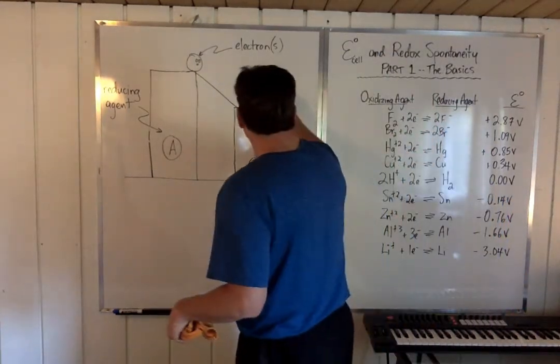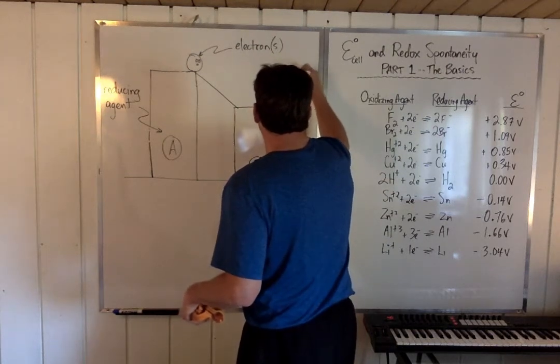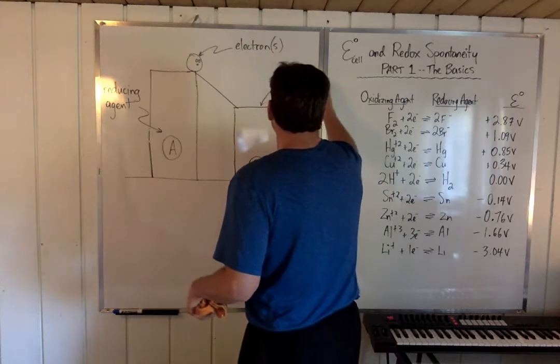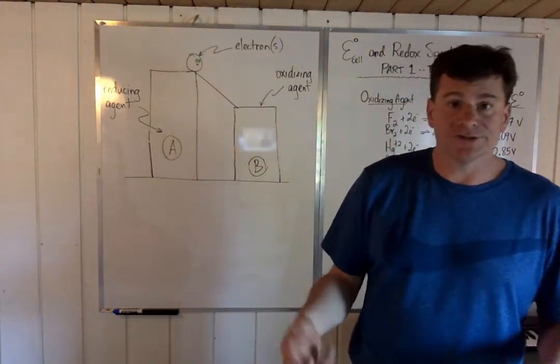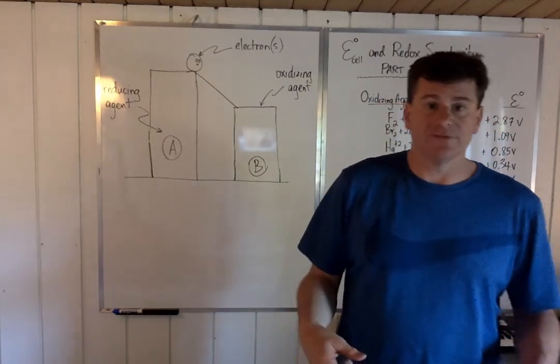That leaves box B to represent the oxidizing agent. So that's what all these different parts are. A and B are actual chemicals, and the bowling ball is the actual transfer of the electrons.